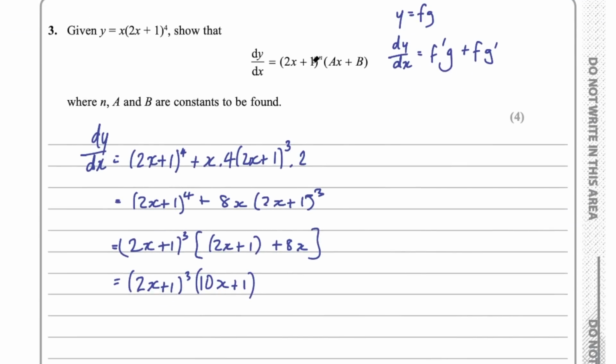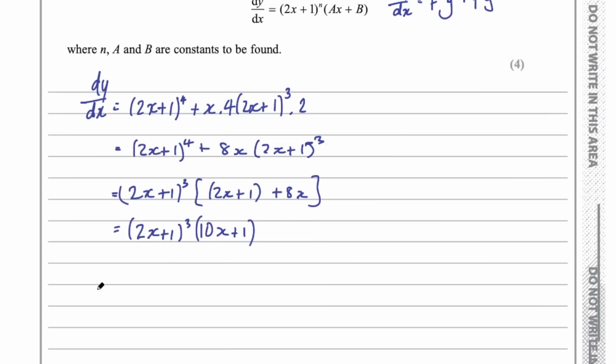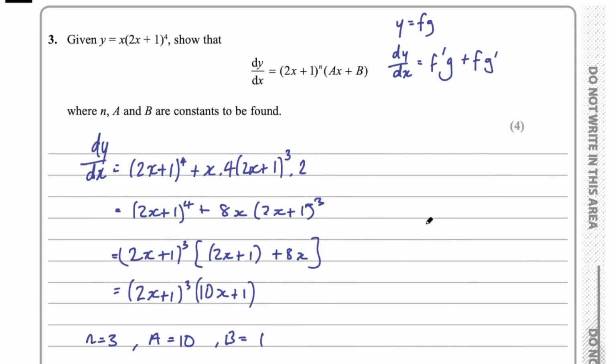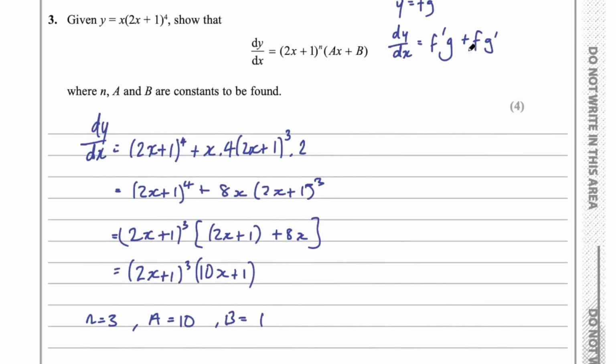So 2x plus 1, and n is 3, a is 10, and b equals 1. And that was question 3 for 4 marks. So there you needed the product rule and the chain rule as well.